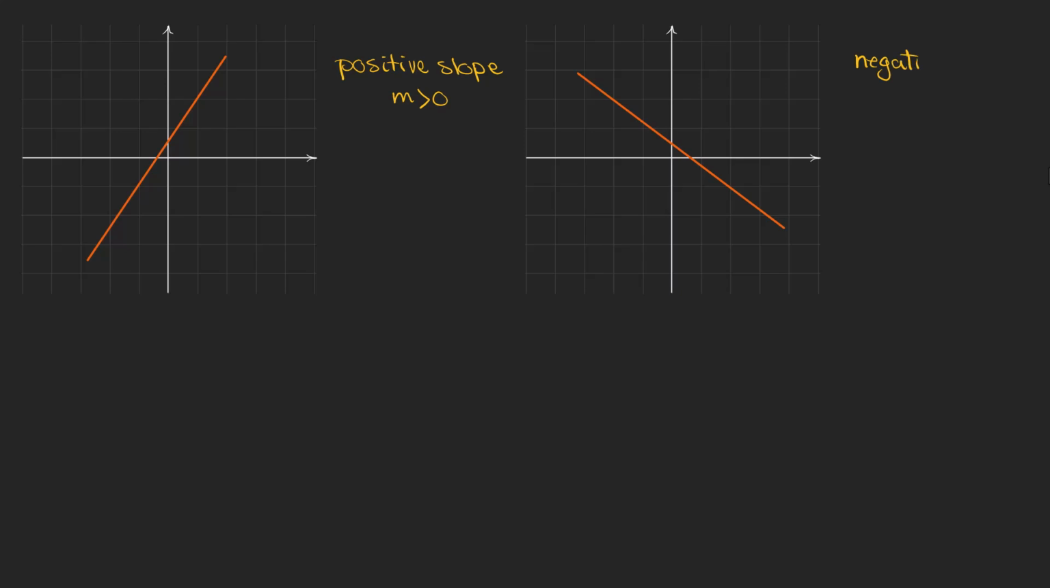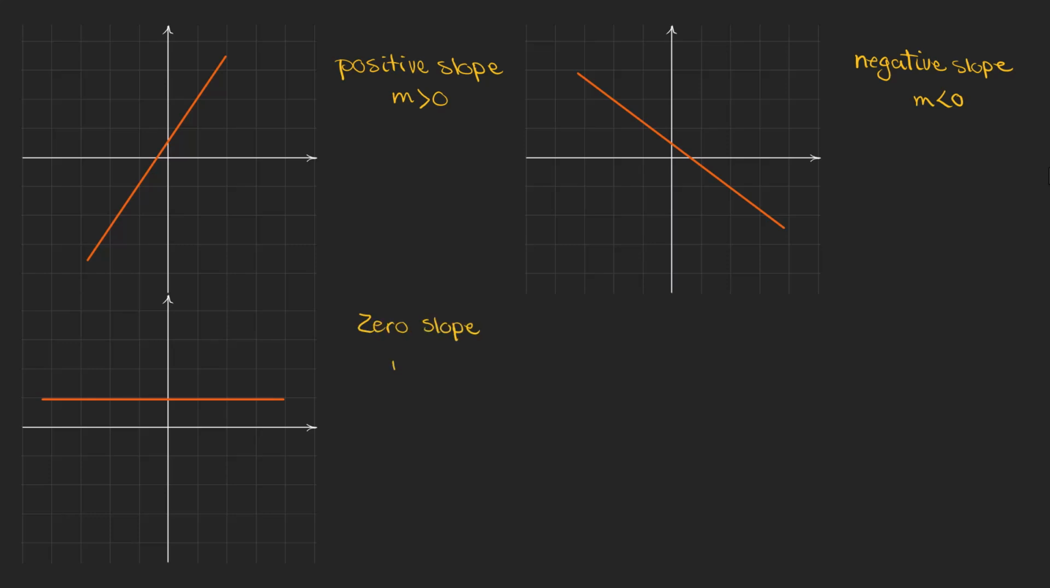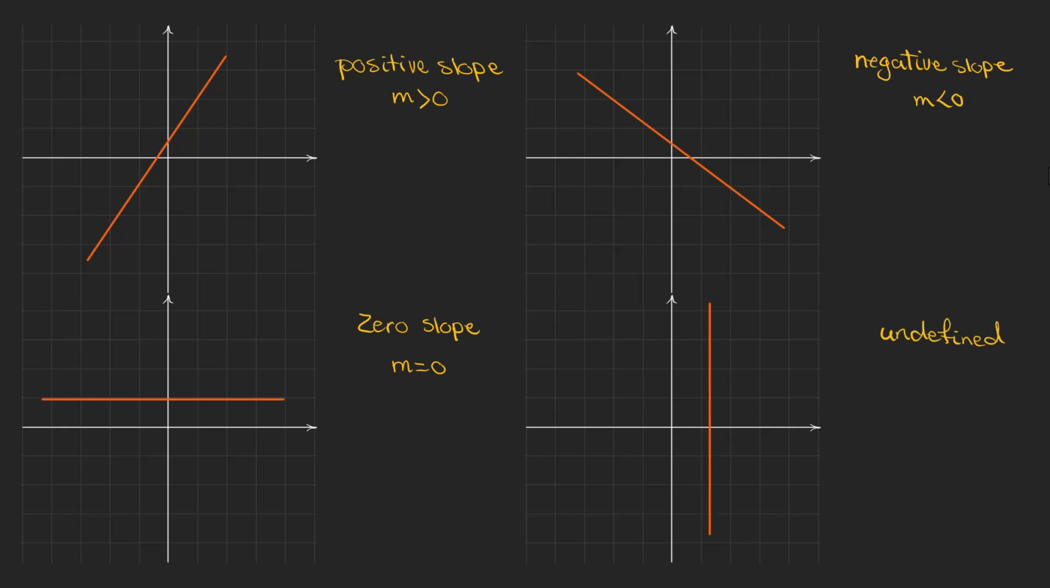Now take a look at this line. This line has a positive slope and m is positive. The next picture you can see has a negative slope and m is negative. In this diagram, you can see a line with 0 slope, so m is 0. And finally, for this line, which is parallel to the y-axis, we cannot actually define a slope.